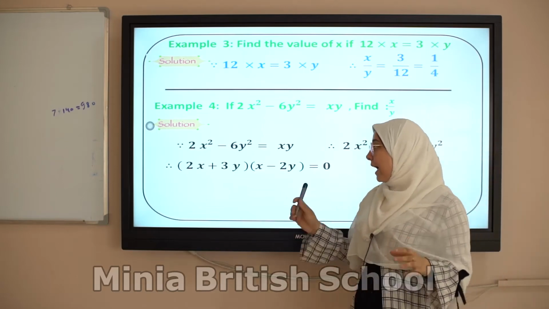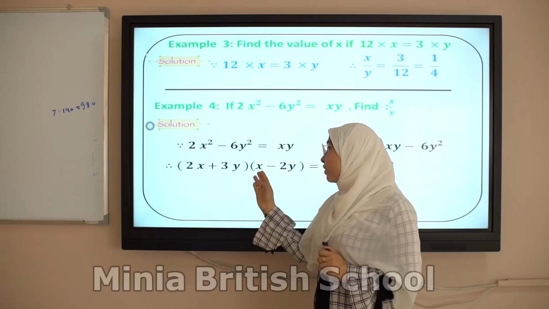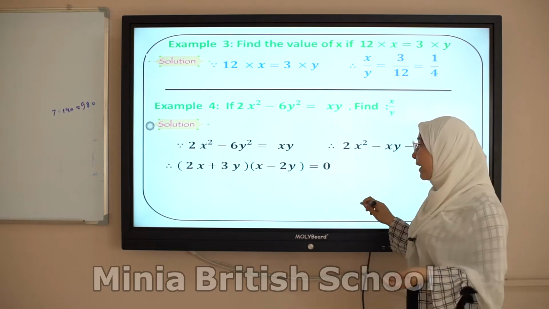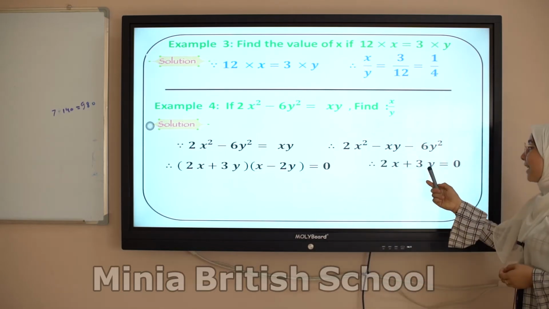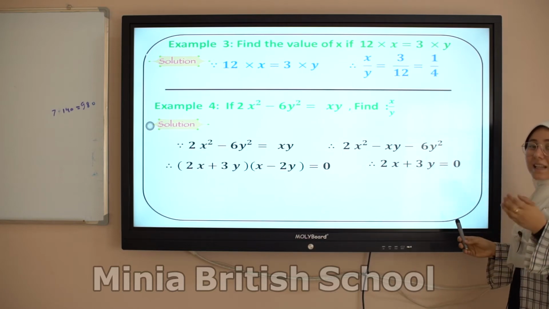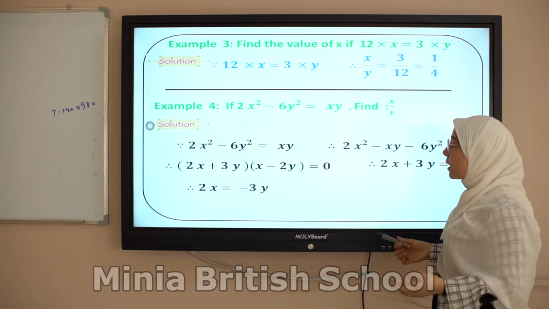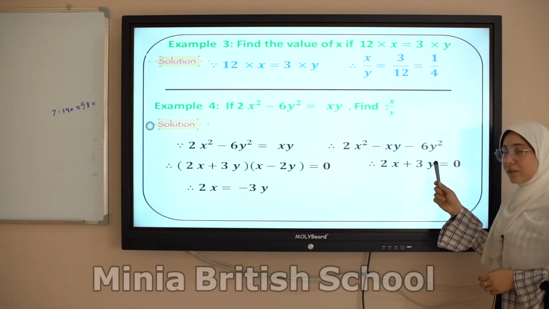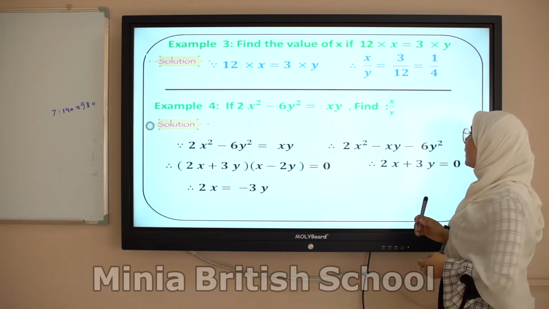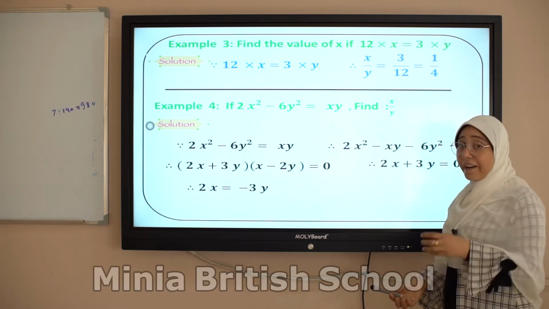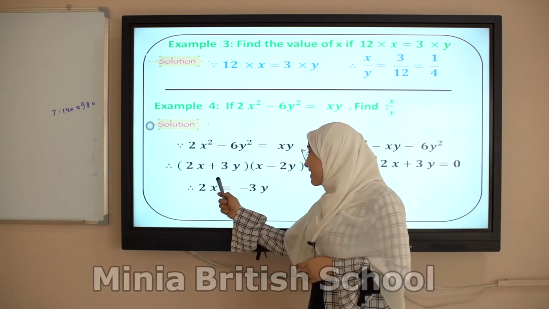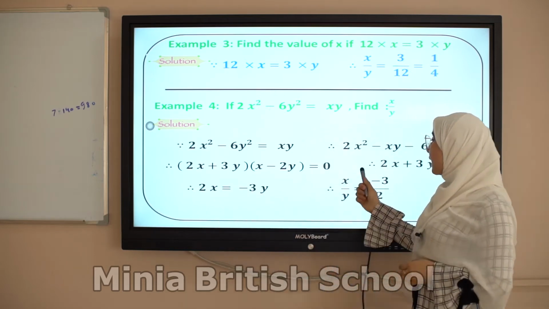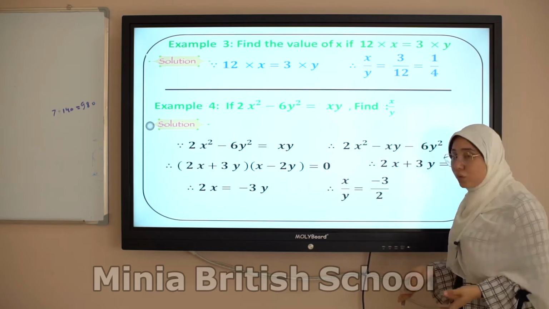Now, I have here two brackets. 2x plus 3y equals 0 or x minus 2y equals 0, okay? So, if I take 2x plus 3y equals 0, we get 2x equals negative 3y, okay? I will move 3y to the other side with the opposite sign. Now I need to find the value of x over y, x to y. So x to y equals negative 3 to 2. X over y equals negative 3 to 2, okay?